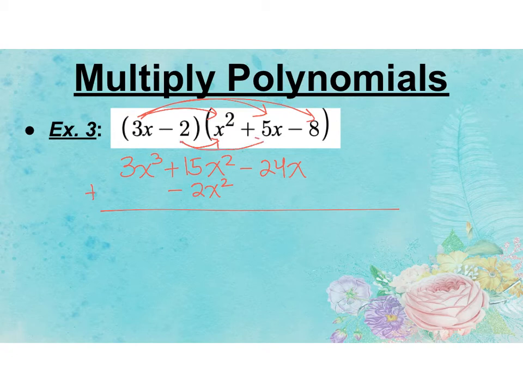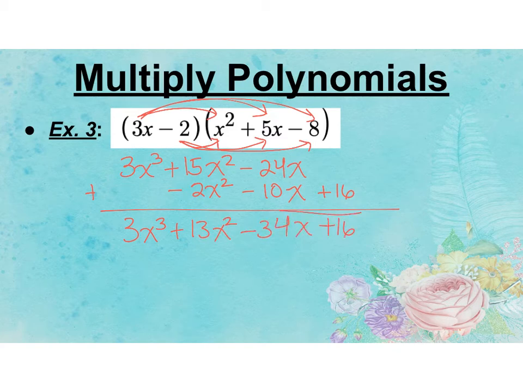My negative 2 times 5x is negative 10x. And negative 2 times negative 8 is a positive 16. So now I have my groupings all together in columns, and I can add down to help me combine like terms. I get 3x cubed plus 13x squared minus 34x plus 16. That's my final answer from the multiplication.